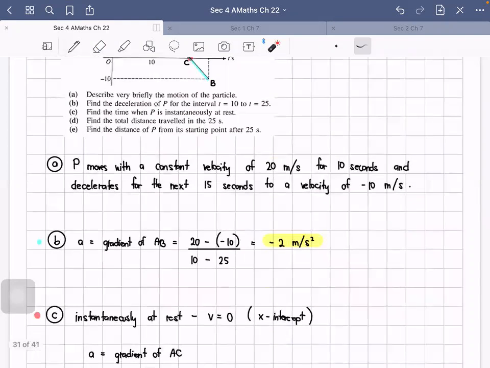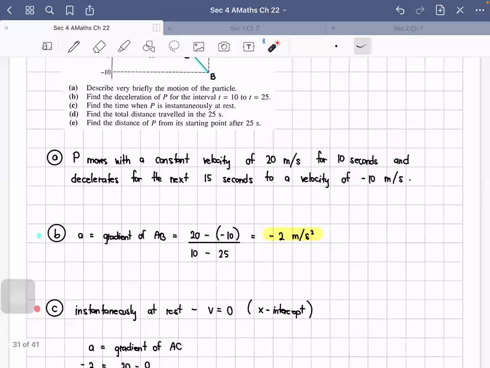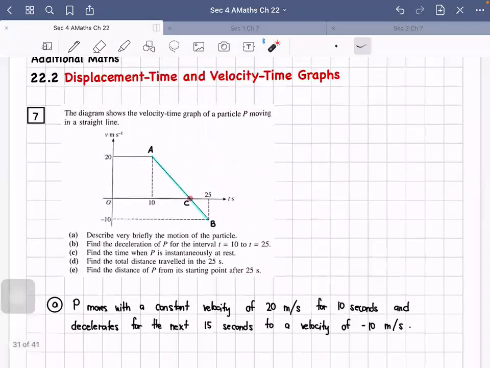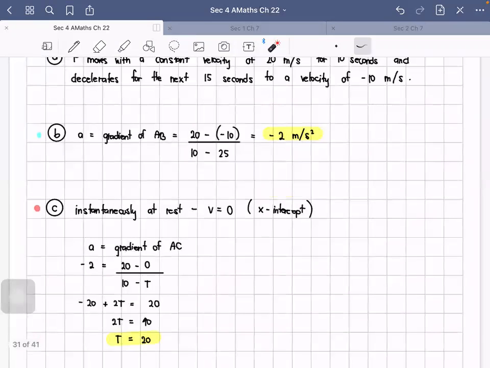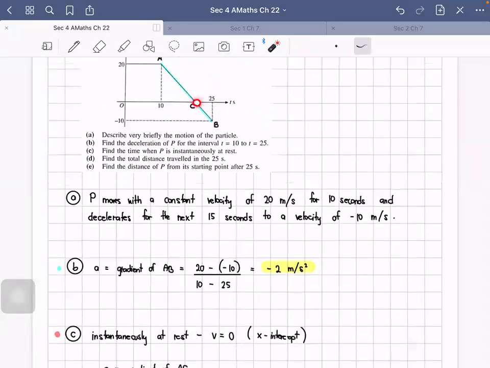Now, for letter C, we need to find the time when P is instantaneously at rest. We have encountered this phrase again. Class, when something is instantaneously at rest on a given graph, that means the velocity is equal to 0. It's over here, indicated by this red dot. That means there's no velocity here, because these are your velocities. So this is 0, therefore it's at rest. So how do we do that? We know the gradient of A, how do we find the time here?